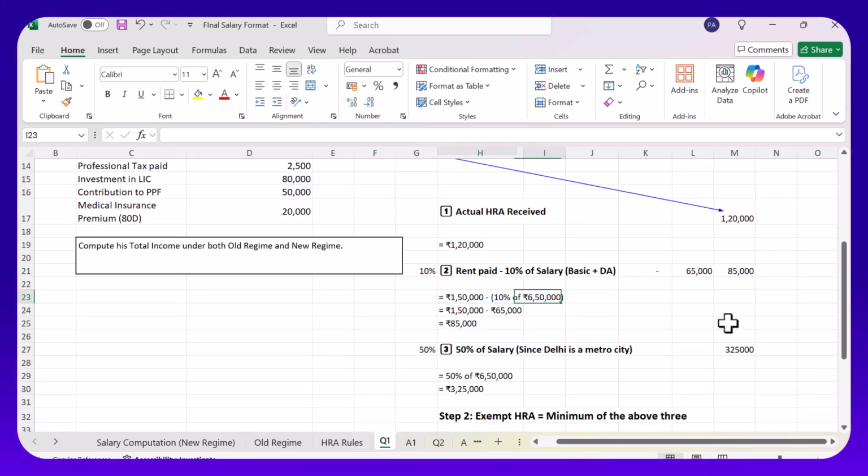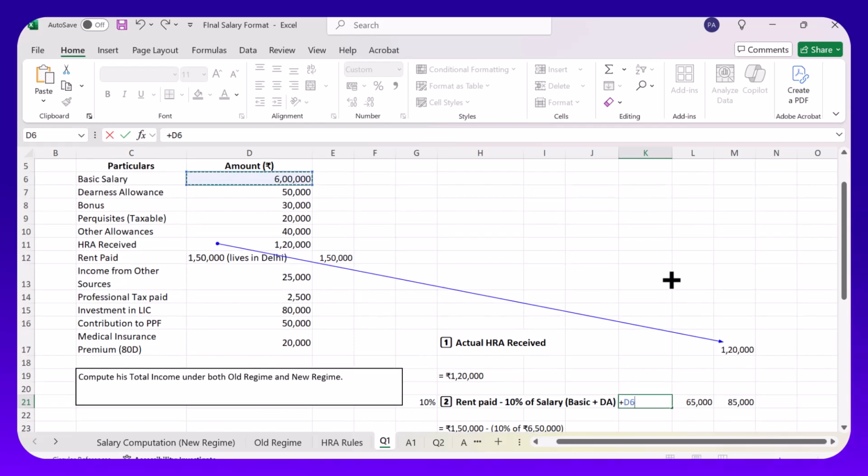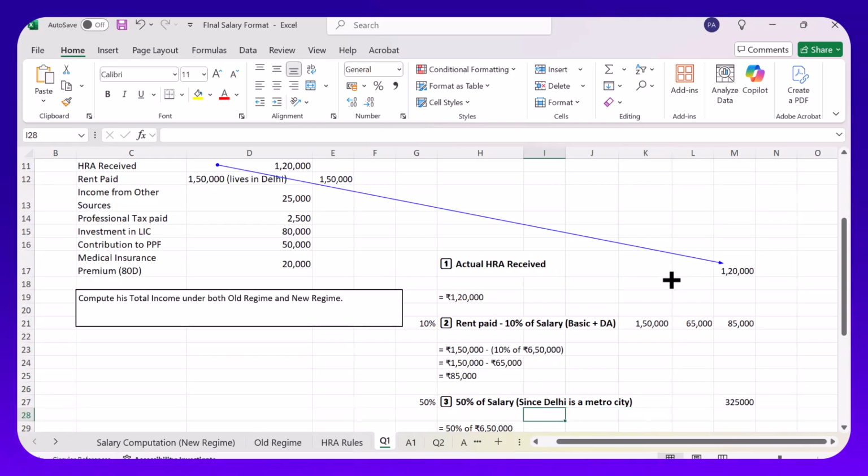Okay. So I have not given this, so I can just put 1,50,000 here. So this amount is coming from this place, rent paid. And where you are staying? Which place you are staying? Delhi. Okay. Now, of course, this will be the third figure, where you have to calculate 50% of the salary. So 50% of salary comes to 3,25,000.